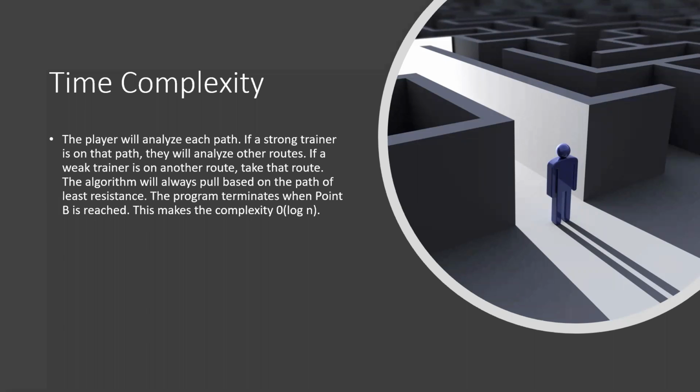All right, so time complexity. The player is going to analyze each path. We're coming on to point A, we can go left or right. Where are we going to go? If I look to the right and a strong trainer is on that path, I'm going to analyze another route. If a weak trainer is on another route, I'm going to automatically take that route. The algorithm is always going to pull based on the path of least resistance. The program is going to end when point B is reached. This makes the complexity big O log n.